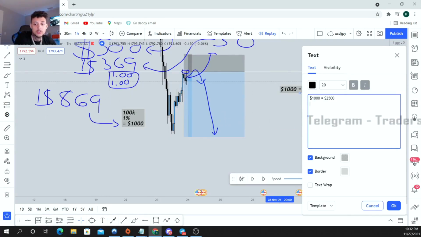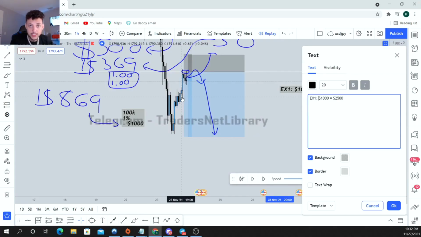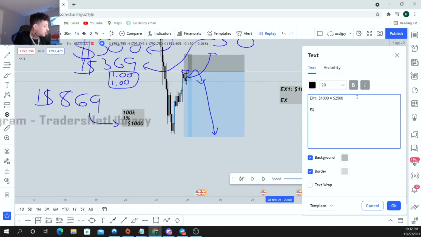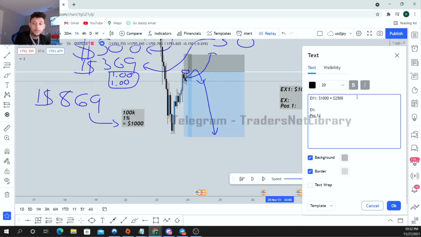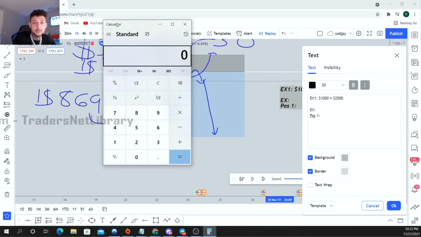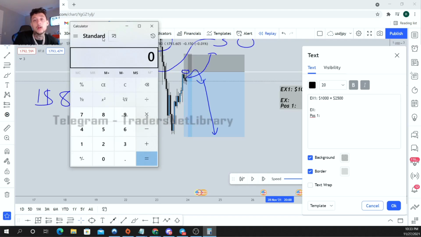Now, if we were to look at this position here, we have a $500 risk on our first position. So this is example one. Example one is going to be the example where we only entered one position, right? Example two is going to be the scaling in strategy that you can use. It's an entry methodology, right? So example two, I'm going to put here position one. So we know our first position, let me grab the calculator again, had a $500 risk, because again, a one lot at a 50 pip stop loss is going to be $500.